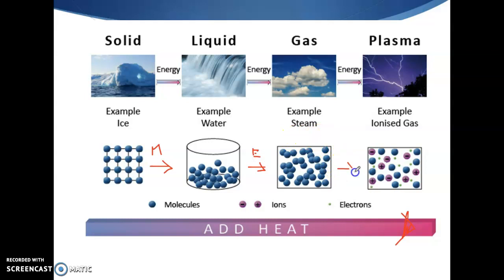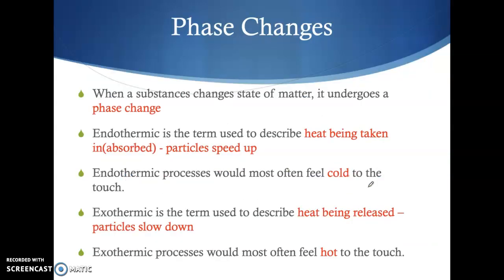And then maybe this one is new. We did ionization and so forth. But we can also go the opposite direction. So these things are called phase changes. And that relates to all of our matter that we have. And that's where we start today.